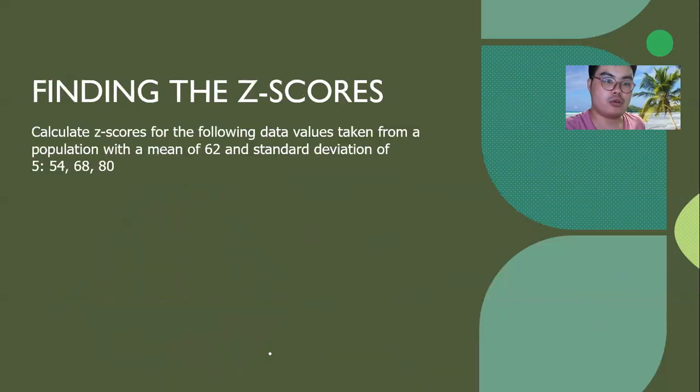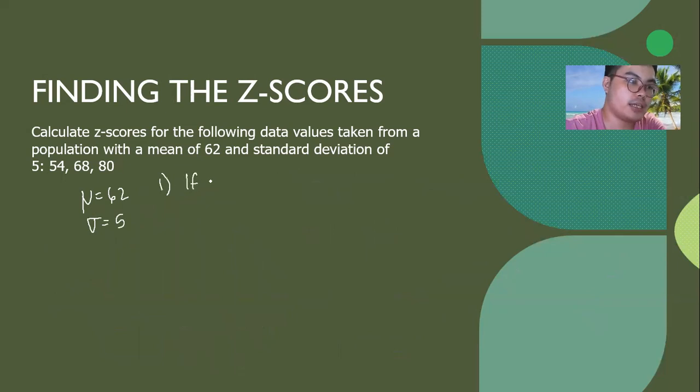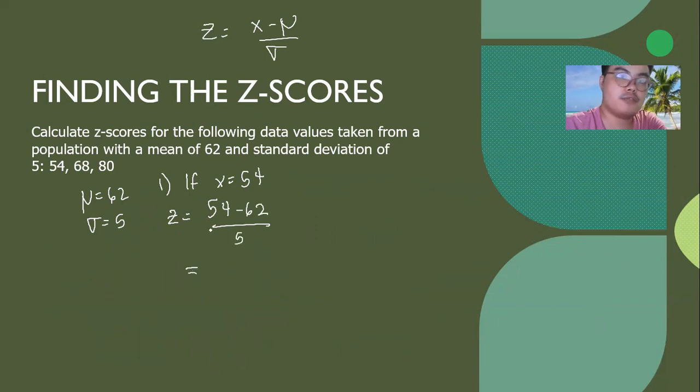Now we are going to find the z-scores. Your mean is 62, and your standard deviation is 5. For number 1, if your x is 54, all you have to do is find the z-score. You use this formula to compute: subtract 54 minus 62, then divide by 5. 54 minus 62 is negative 8, then divided by 5. Finding the quotient, it will become negative 1.60.